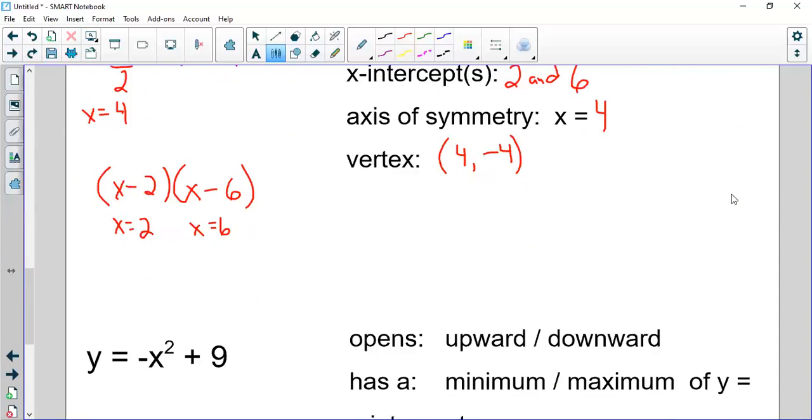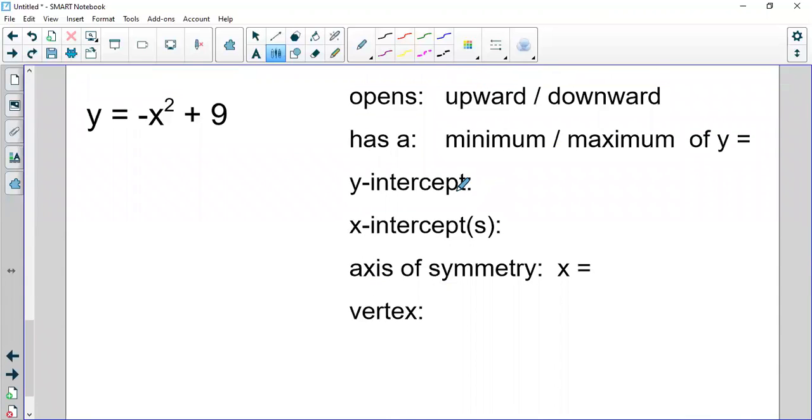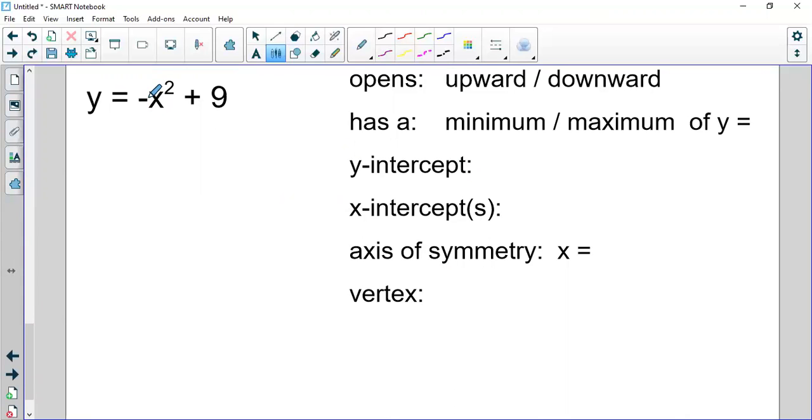Okay, one more special case here. First of all, I take a look at this and I see a negative a value. Negative a value means it's going to open downward. It's going to be a downward facing parabola. That means it's going to have a top and point downward, so it's going to have a maximum value. Don't know that maximum value yet. I'll figure it out in a minute.